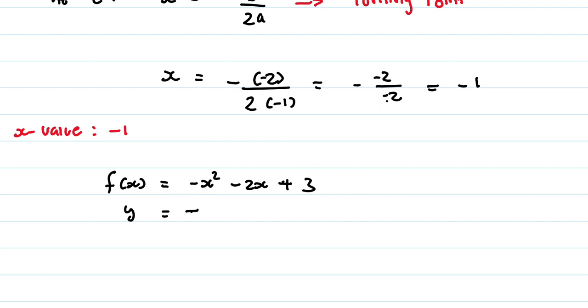So what we have to do is just plug that value in. So we have negative (-1) squared minus 2 times (-1) plus 3. The (-1) squared is just going to give us 1, multiplied by that negative gives us -1 again. And then we have minus 2 times -1, which gives us plus 2, then plus 3. So basically our y value is equal to 4.